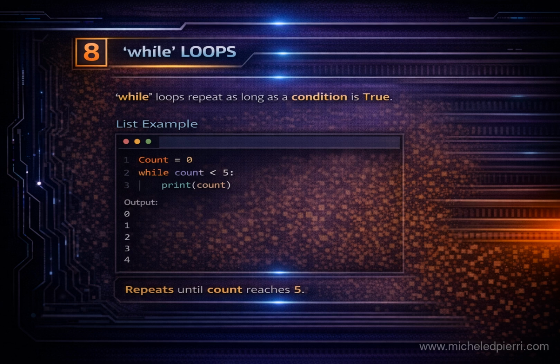A while loop keeps running as long as a condition remains true. It's used when we don't know exactly how many iterations will be needed, like waiting for a specific user input. In this code, as long as count is less than 5, the loop continues. Line 4 is crucial. We increment count by 1 during each cycle. Without this instruction, the program would never know when to stop.